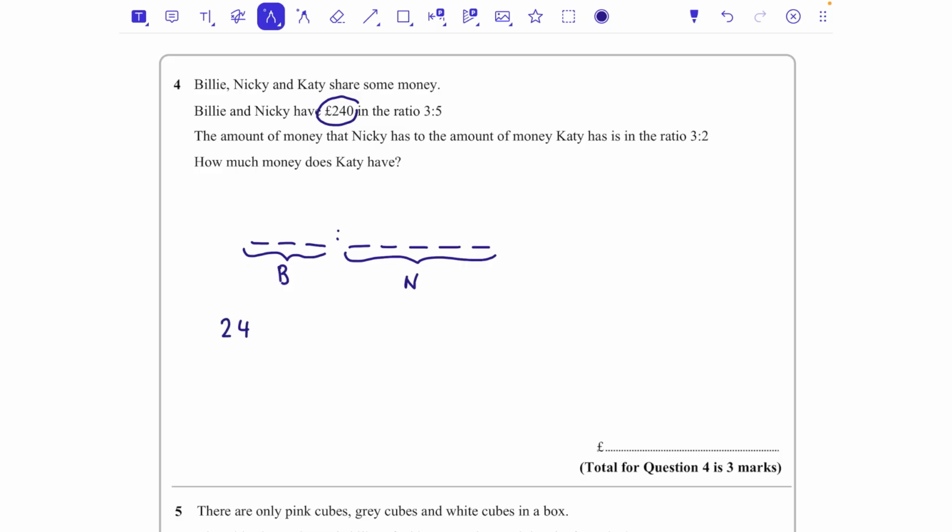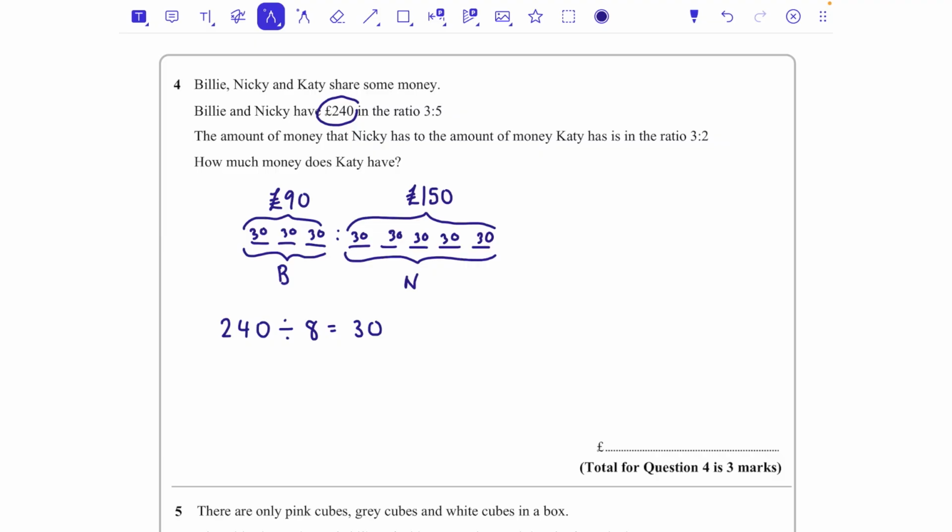So 240 divided by 8 is 30. So that means each of these little piles has £30 on it. 30, 30, 30, 30, there we go. Which means that Billy has £90 in total from those 3 piles, and Nikki has 5 piles of 30. So 5 times 30 is 150. 30 times 5. There we go.